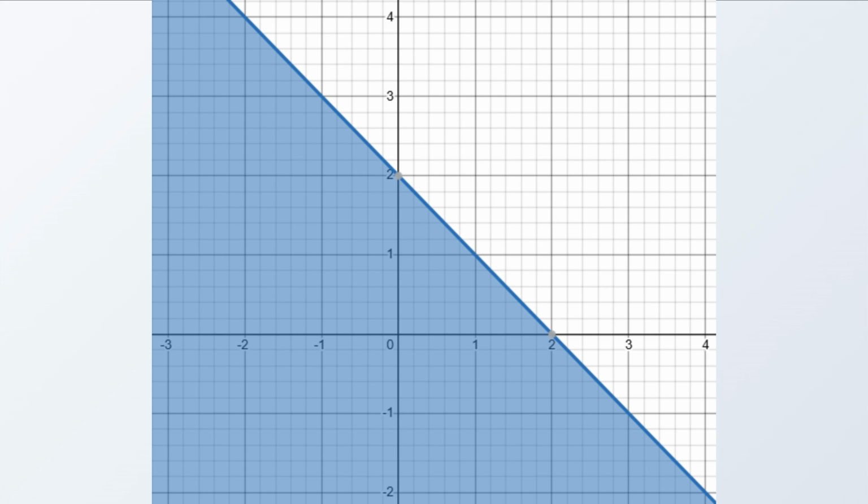Here's our graph. Notice the line is solid because of the equal sign in our inequality. We've shaded everything below the line. The solution region includes the line itself and everything beneath it.